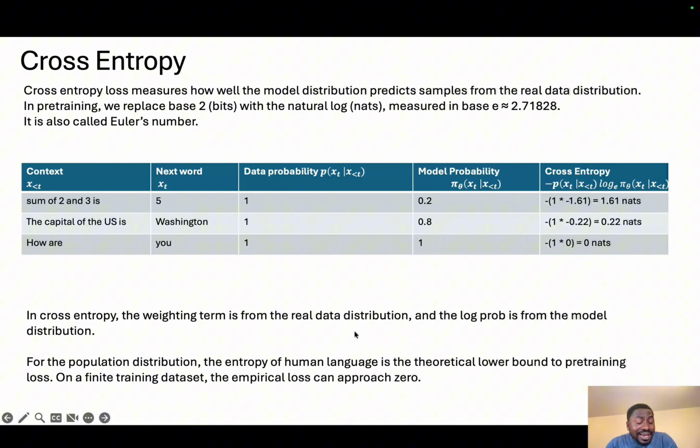So the key thing in cross entropy is, unlike entropy, where both the left side, the probability, the weighting term, as well as the information content, the negative of the log, come from the same distribution.